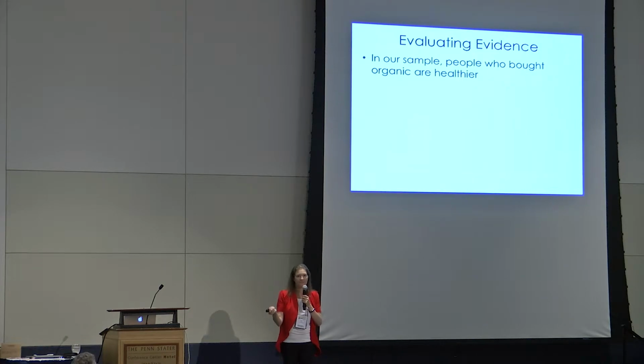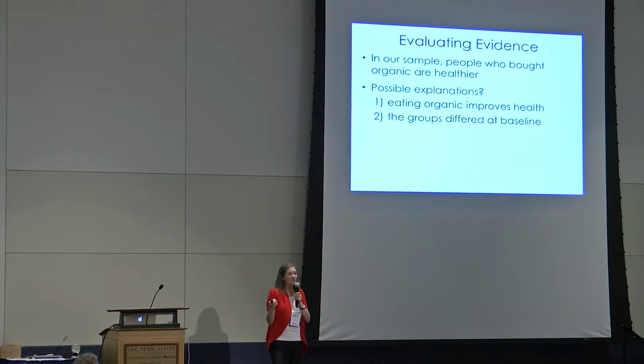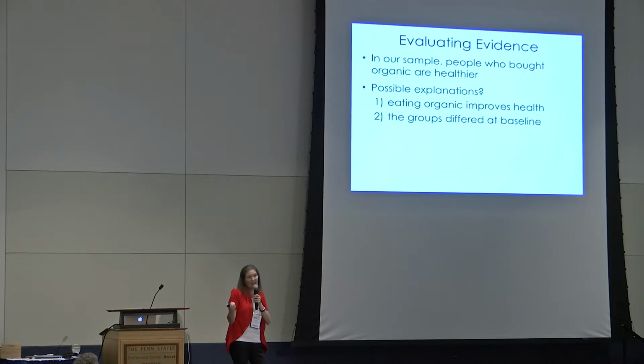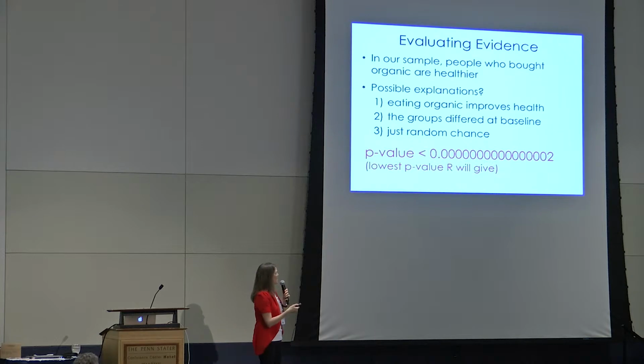That's what we just saw. What are some possible explanations? Well, maybe eating organic really does improve longevity. But what else? Maybe the groups differed at baseline, and maybe it was just random chance. I'm going to talk about random chance more later in the talk in inference. But for now, I can just say it got the lowest p-value R will give. This is not just random chance.